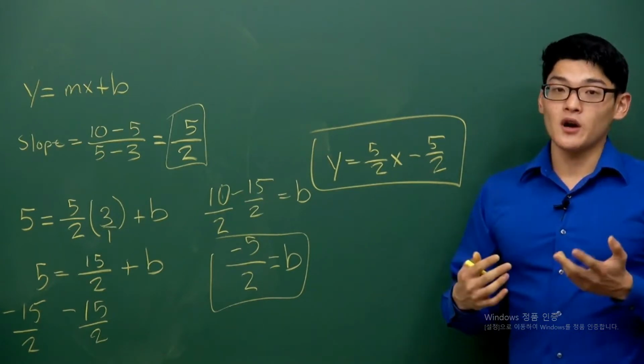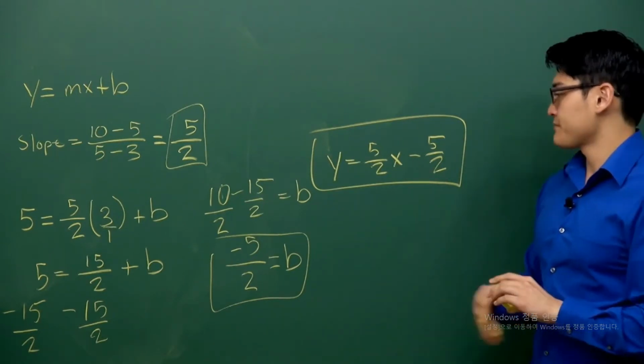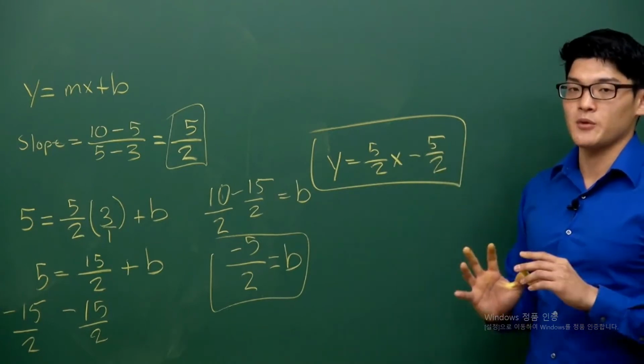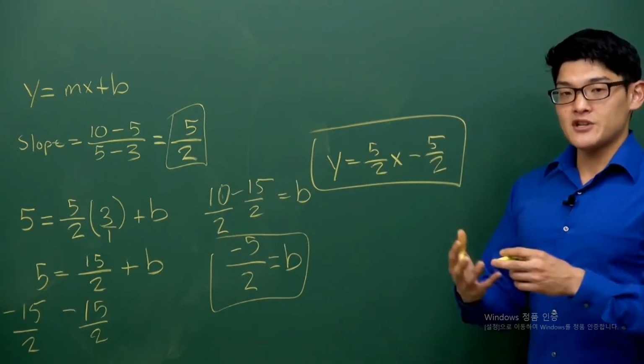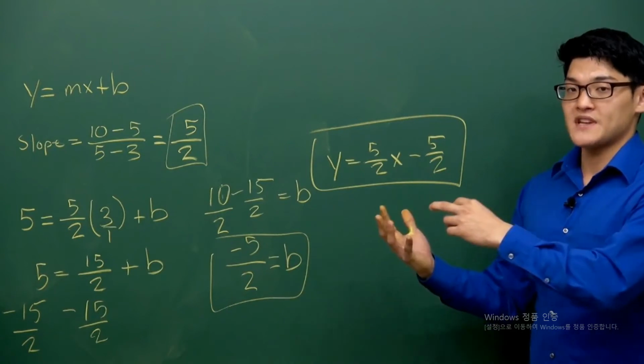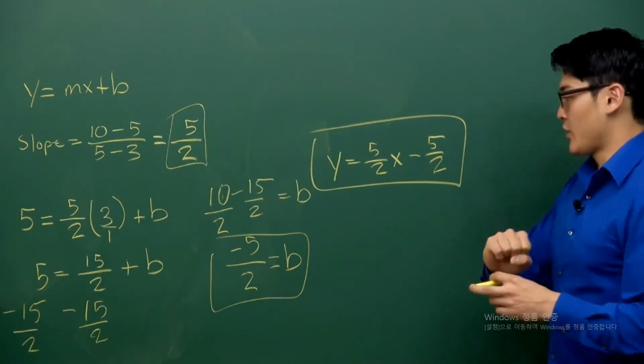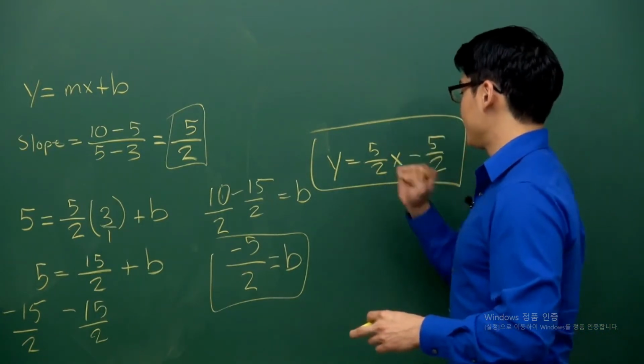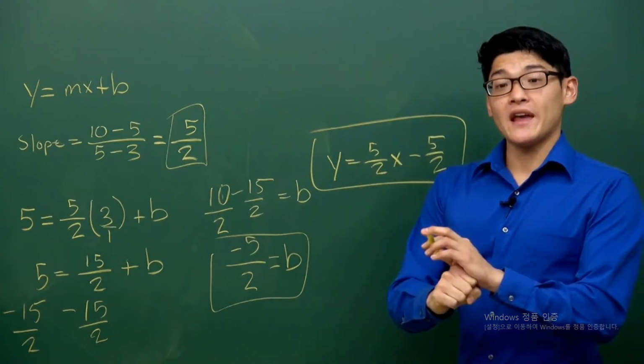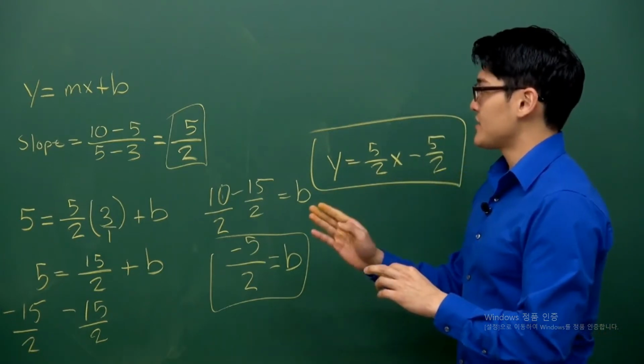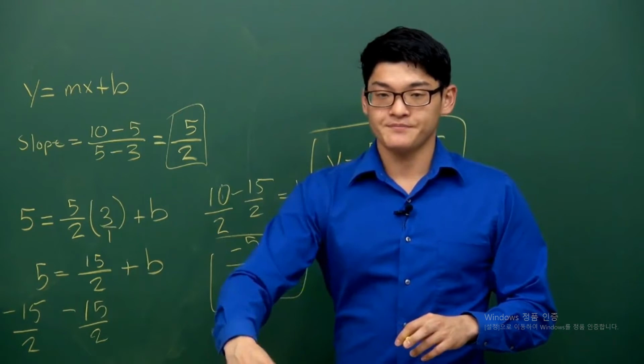That is the equation for the line that passes through those two given points. So it's not too hard of a question. You should be very, very comfortable with this, so make sure you go through a lot of practice problems with this type of question. Let's move on to the next topic.